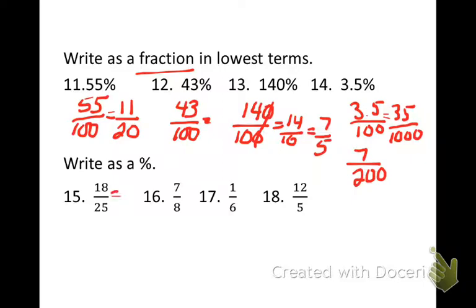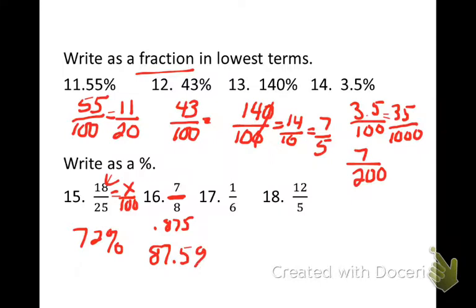One way we said was set it equal to x over 100, which I'm going to do in this one because it's easy. What do you do to 25 to get 100? You multiply by 4, so we need to multiply 18 by 4 to get the answer, and we're going to get 72%. Now you don't have to do it that way. You can use this other method, which is divide. If I divide 7 by 8, I'm going to get 0.875, and then I'd have to move my decimal over 2 to get 87.5%. Again, I like this method better, especially since we're using a calculator.